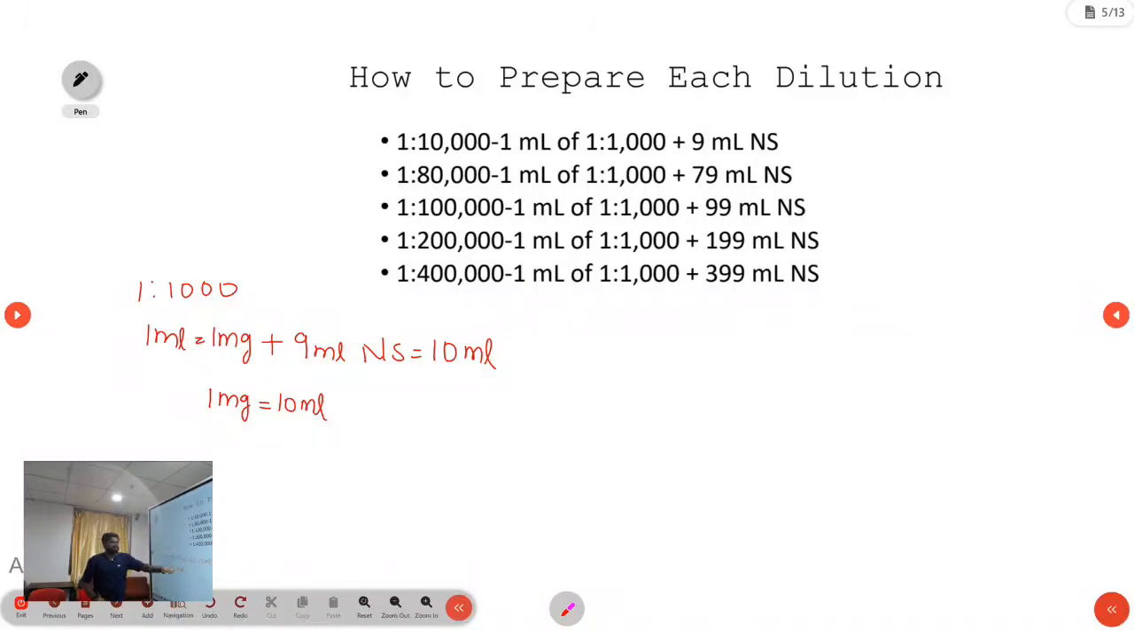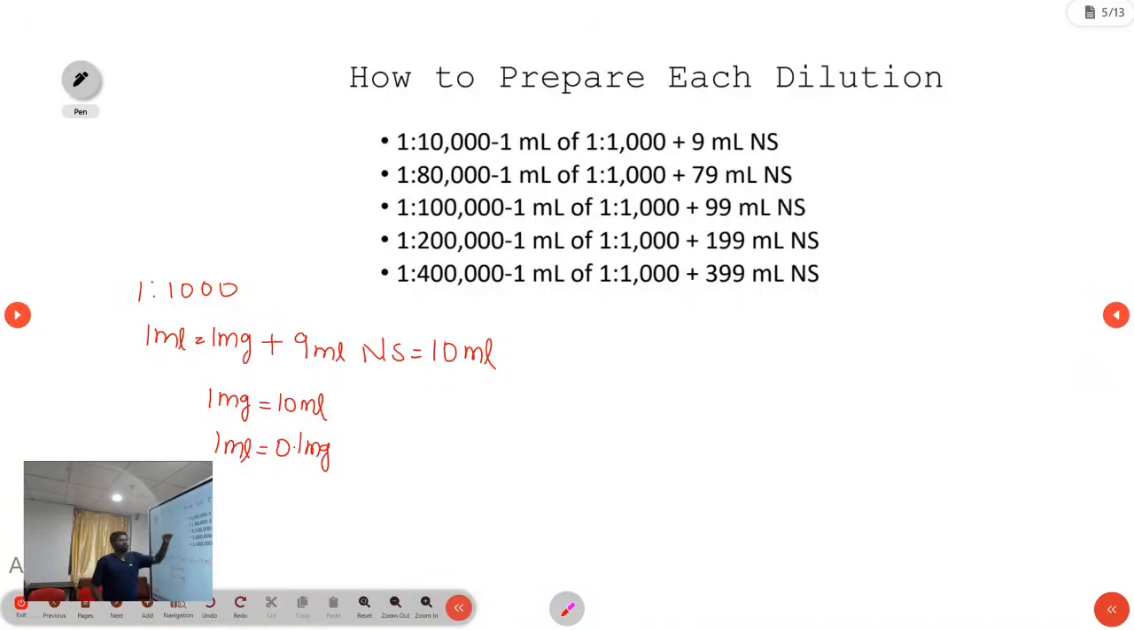Now 1 mg in 10 ml. Now this ratio, similarly, we broke it down in the seconds line. So here 1000... so we have seen here 1 mg equal to 10 ml. Next, here we have to know how much each ml consists of. So each ml consists of 0.1 mg. So this is called a 1:10,000 dilution.